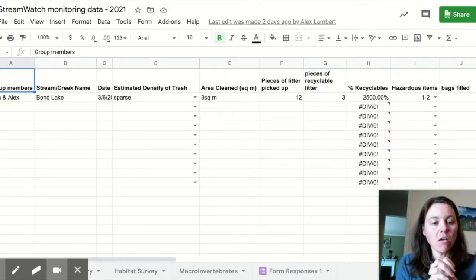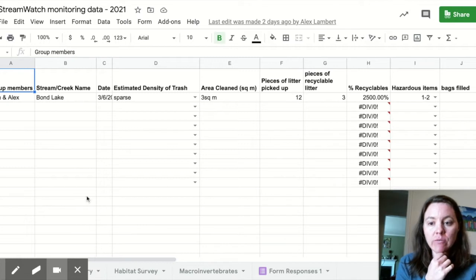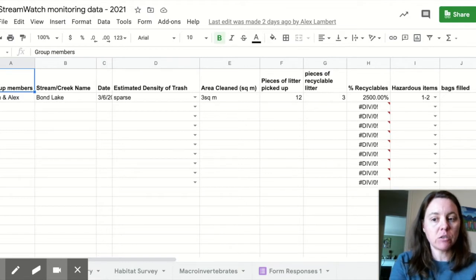Okay, so we've done all of our tests, so now we need to record our data. We're going to use this class spreadsheet that is linked in all of the procedure descriptions. The first one is going to be your trash description. If you did this with other folks, then you can put their names. Otherwise, you can just put your name.